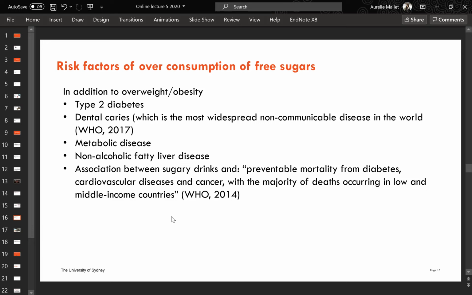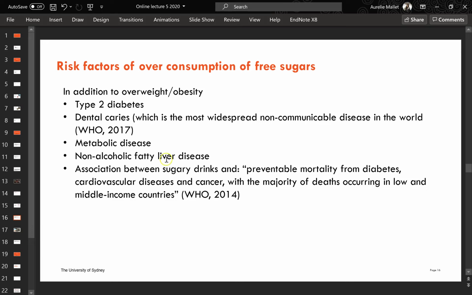Metabolic diseases, non-alcoholic fatty liver disease. We are actually finding young children who now are suffering from non-alcoholic fatty liver disease. Essentially, your liver becomes fatty, and it slowly starts to lose its function. It starts to scar until it doesn't work anymore, and you might need a liver transplant. According to the World Health Organization, there's an association between sugar drinks, like soft drinks and energy drinks, for example, and preventable mortality from diabetes, cardiovascular diseases, and cancer, with the majority of deaths occurring in low and middle income countries.